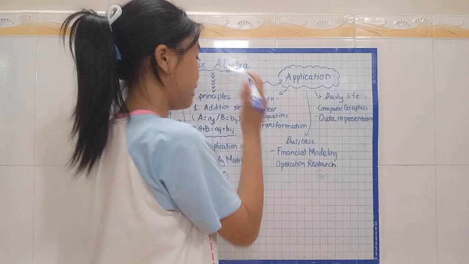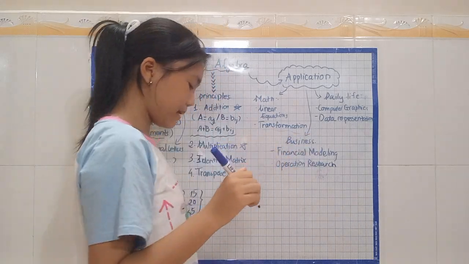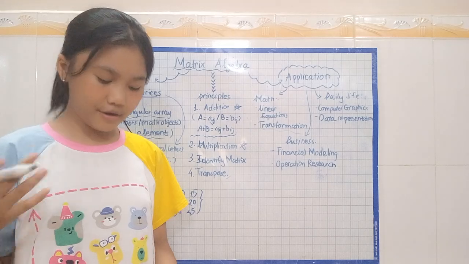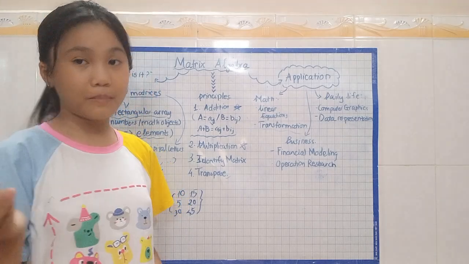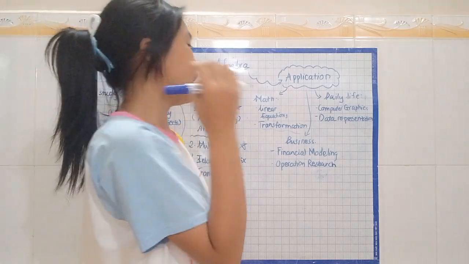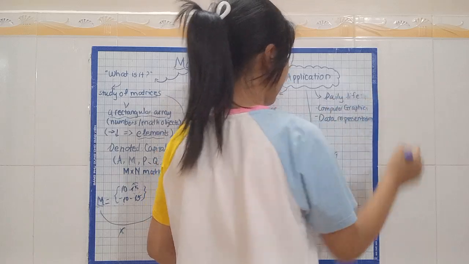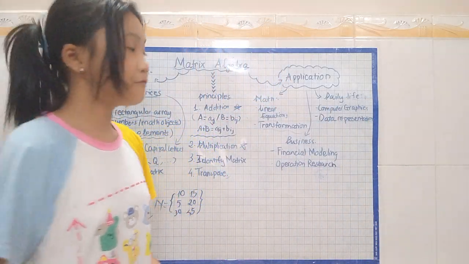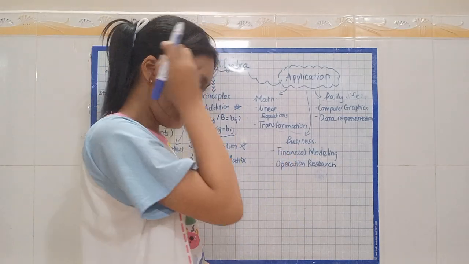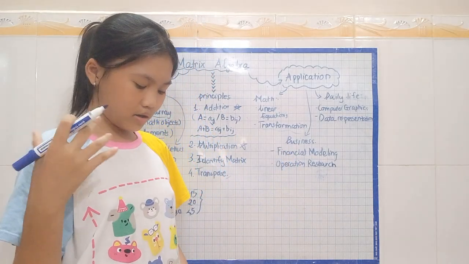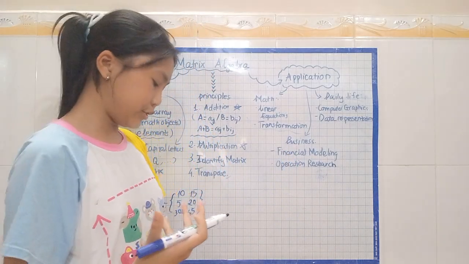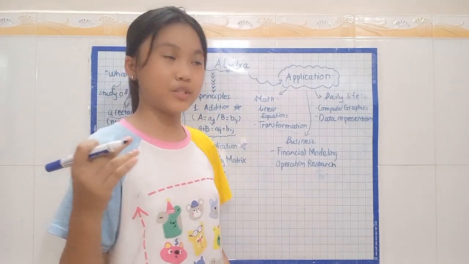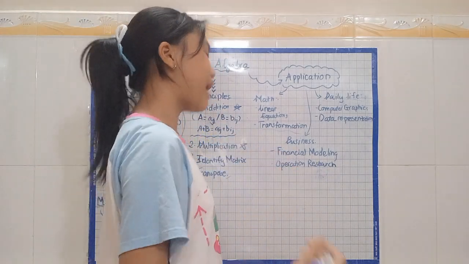Next we have transformation. Transformation is also important. It represents and performs linear transformations in geometry, etc. Next we have daily life, where it also has a lot of uses. First is computer graphics. Matrices are used to perform transformations such as rotations, scaling, and translations in computer graphics.